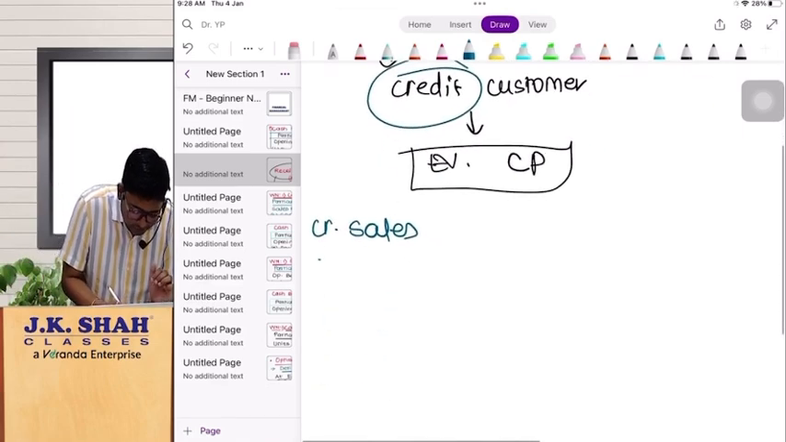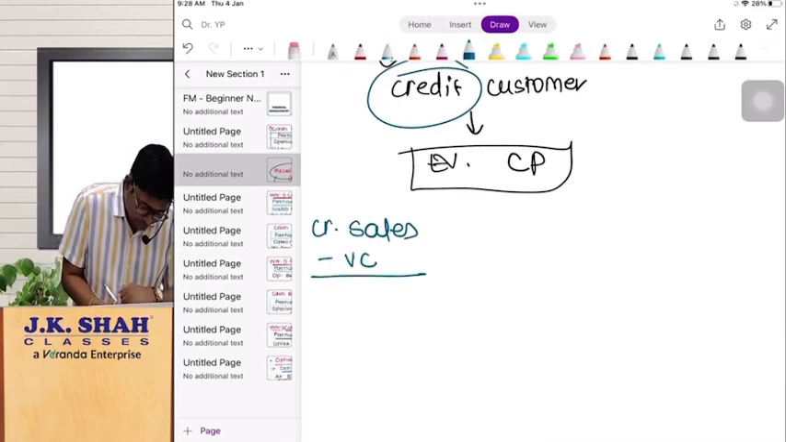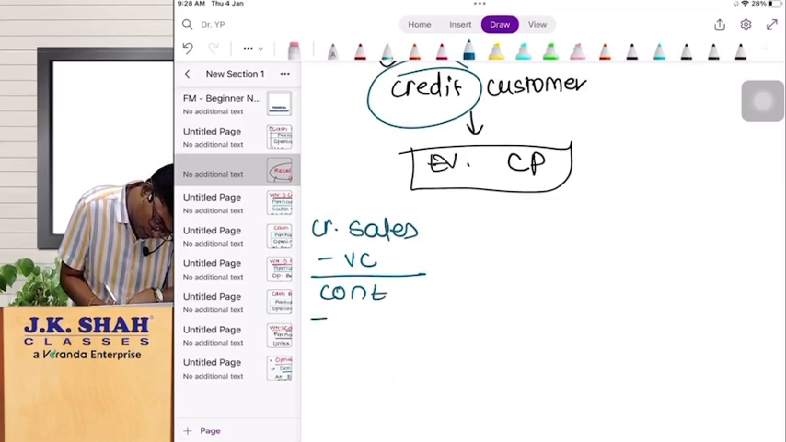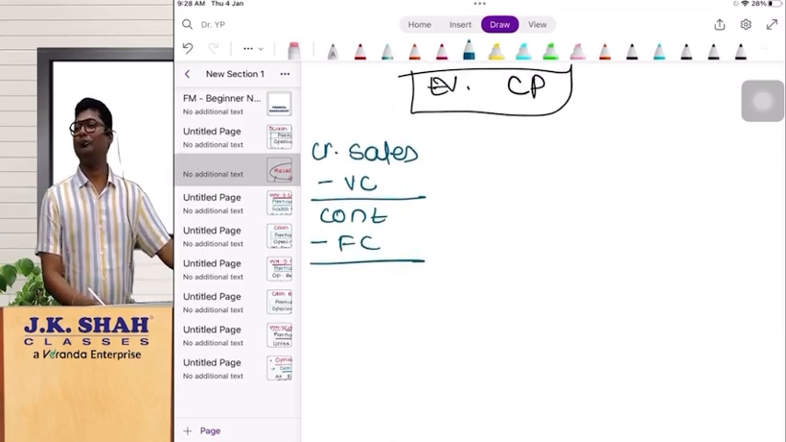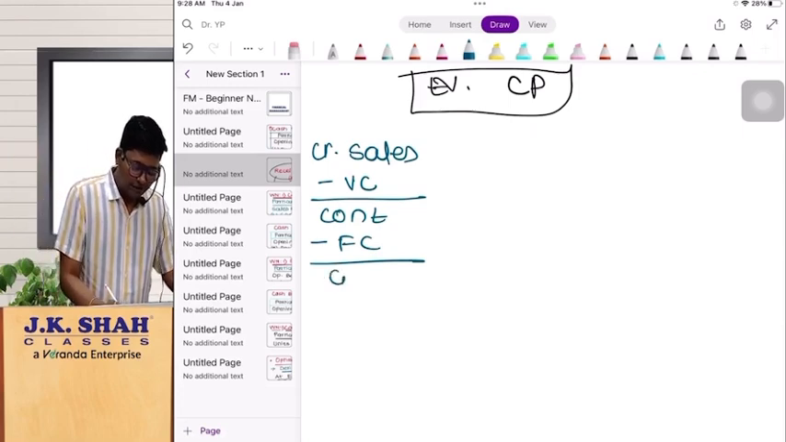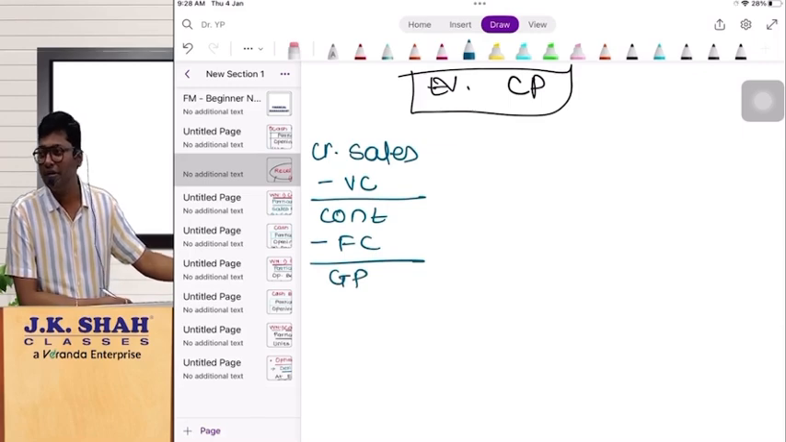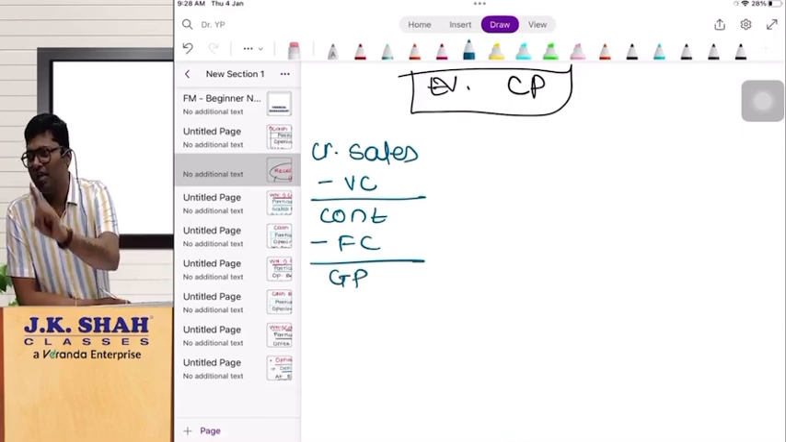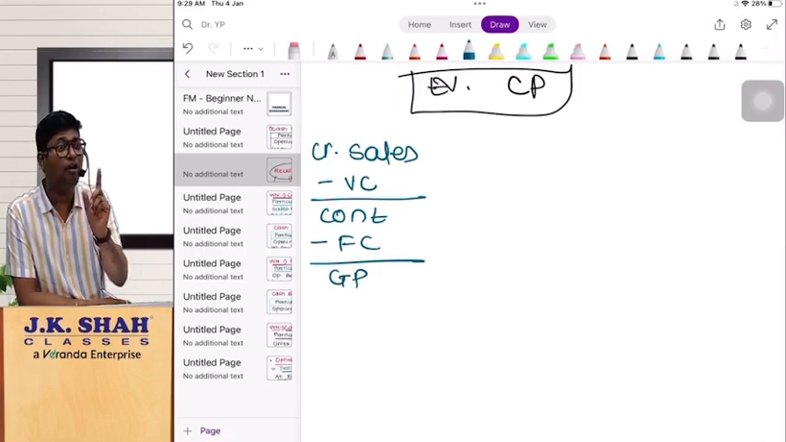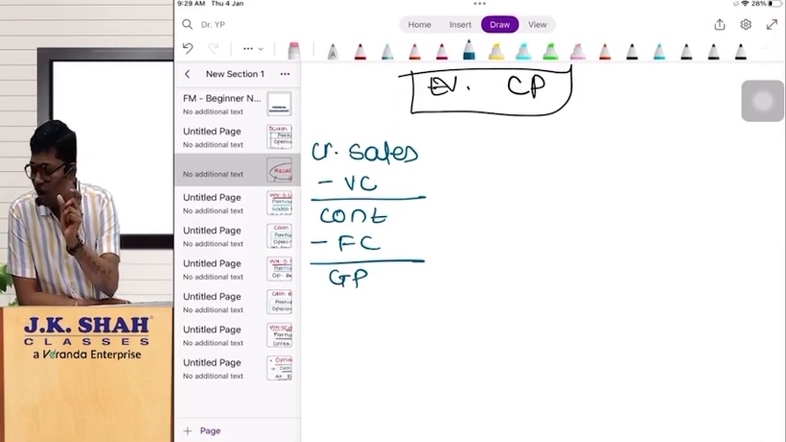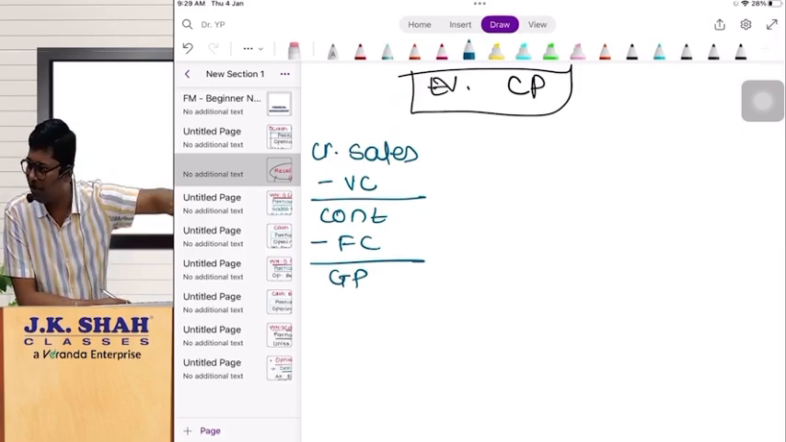From credit sales, first we are going to deduct VC. What does VC stand for? After deducting VC, you get contribution, then we deduct FC, and then you get, no, here is the change. Instead of recording EBIT, now we are going to record GP. Here we are not preparing the income statement for the entire company. We are preparing the income statement for credit sales. Only the credit proportion we are considering; that means the cash proportion is already ignored.